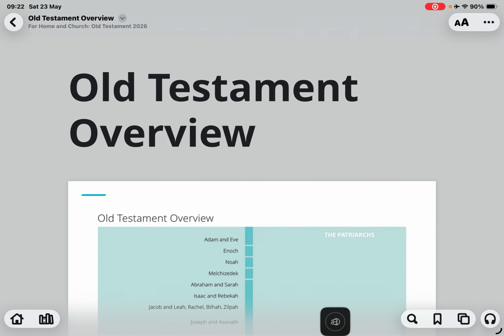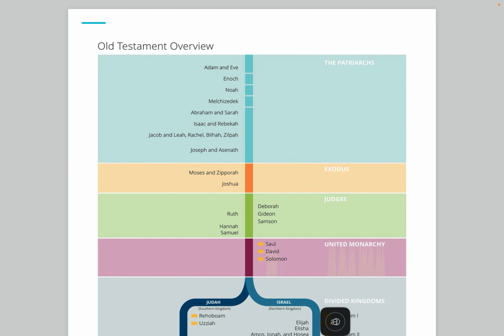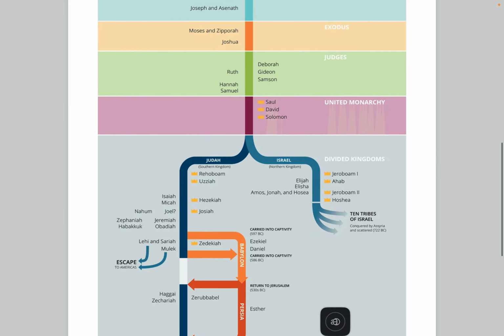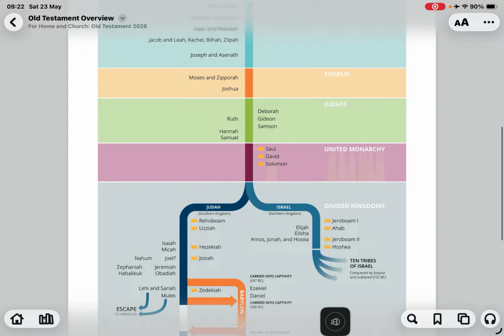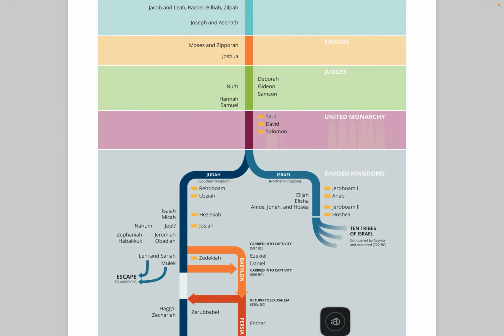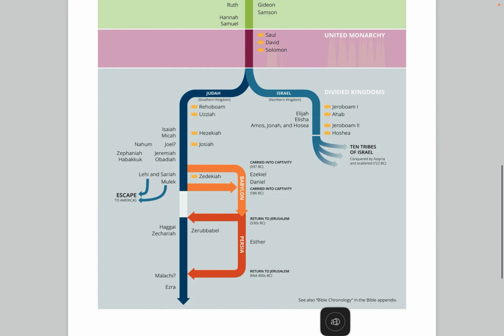So in the Old Testament, we've got Adam and Eve, Enoch, Noah. As you see, it goes down and we see Exodus and Moses and Joshua. Then we go into the Judges. We've got Deborah, Gideon, Samson, Ruth, Hannah, Samuel. All of those are in the Judges. Then we've got the united monarchy, which is Saul, David, and Solomon. But after Solomon's time, they divide the kingdoms. We've got Judah on one side, or the Jews, and Israel on the other side. So they have the southern kingdom and the northern kingdom.